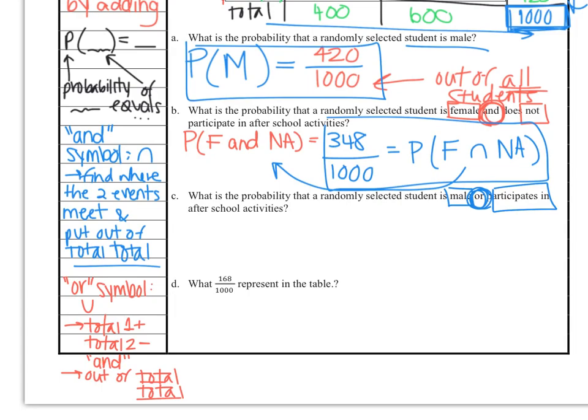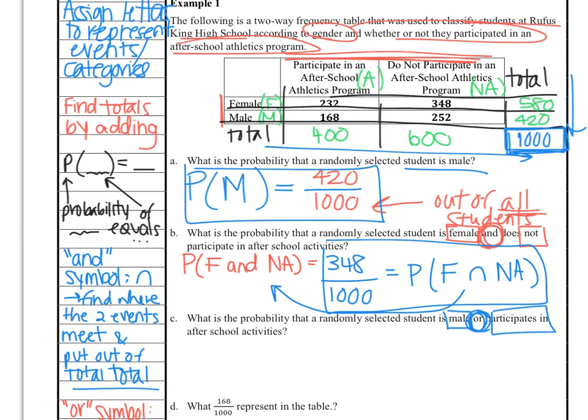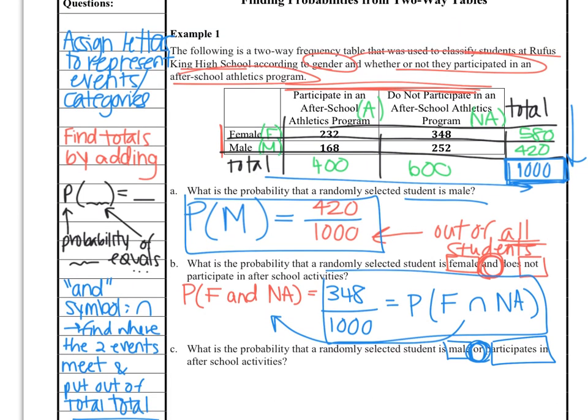So let me explain to you using our actual table and the two events we're talking about. So we're talking about all the males. Let me grab a highlighter. So we're talking about males or participating.